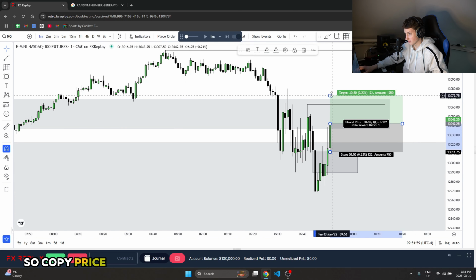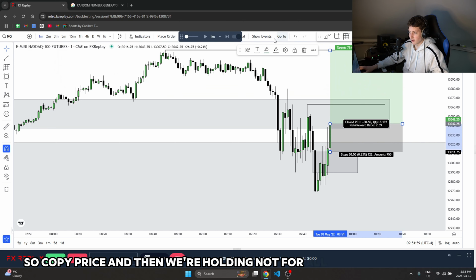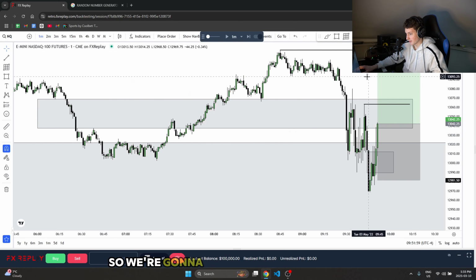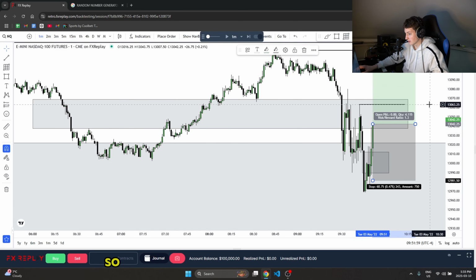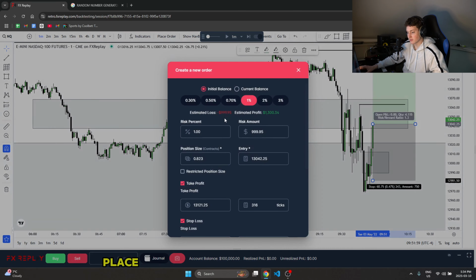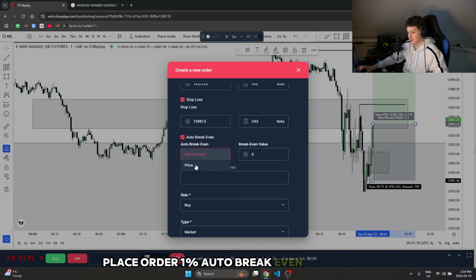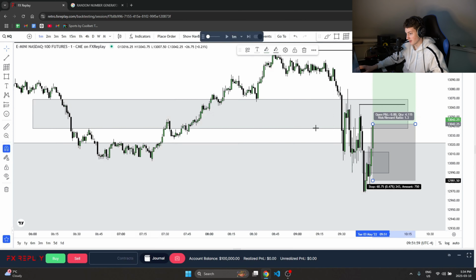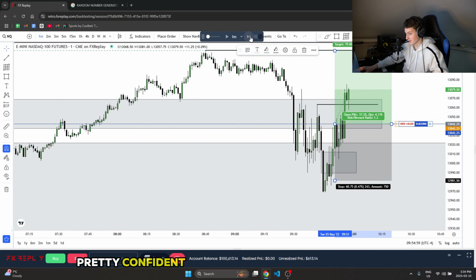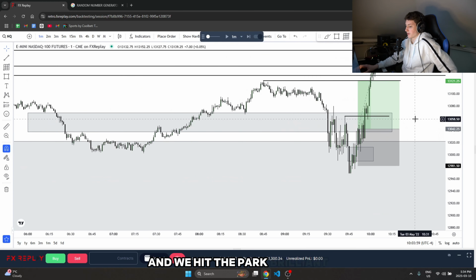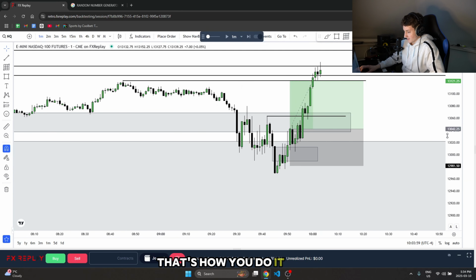So copy price, and then we're holding, not for all of the buy side, but for this buy side. So copy price right here for the break even, place order, 1%, auto break even, price, boom. And then we're just going to play price. Pretty confident that this goes at least break even and we hit the target. Brilliant. That's how you do it, okay?